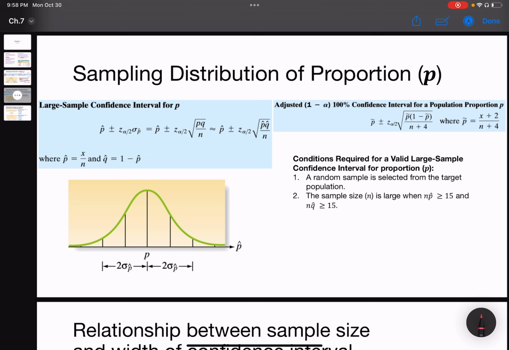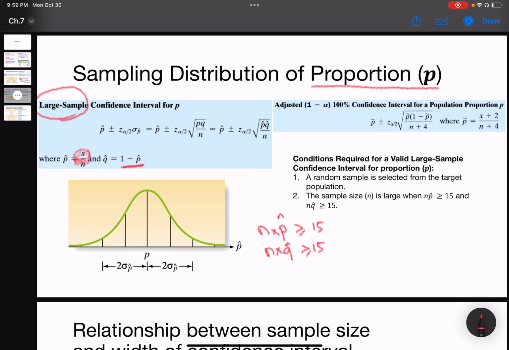We can also get the sampling distribution of proportion. Again, we can have a large sample or a small sample size. When we have a large sample, we mean n times p hat greater than 15. We can use this formula, both n times p hat and n times q hat, where p hat equals x over n and q hat is 1 minus p hat.